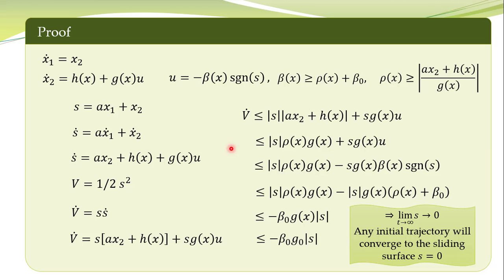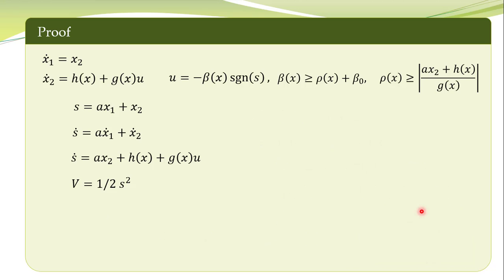Although by this analysis we have seen that it may take infinite time for the trajectories to converge to the sliding surface, we can furthermore ensure that it will take finite time for the trajectories to reach the sliding surface. From this analysis, we have this conclusion: as t tends to infinity, s will tend to 0. But we can prove that it will take finite time, and that proof is also not very difficult. All these things are written from the previous slide.